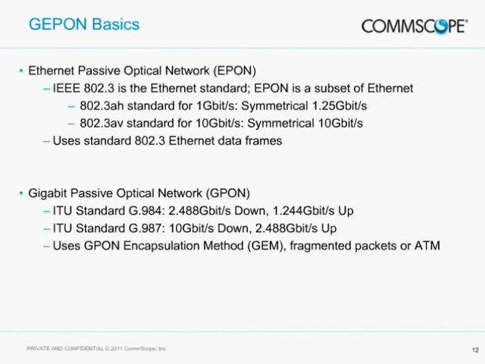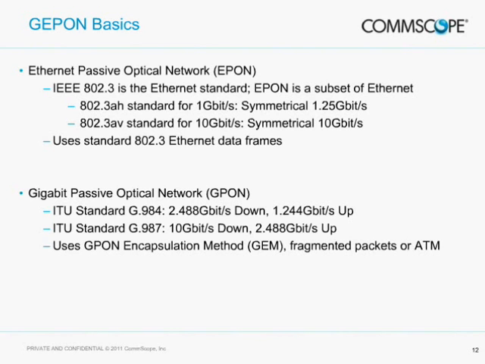And what we have is a symmetrical transport downstream of 1.25, and then we can also support 10 gigabit as well. What we're doing with GPON, or Gigabit Passive Optical Networking, we're under the ITU standard, and it's 1.24 up and 2.488 down. To point out that there's still the appliance bottleneck, it's still going to be gig Ethernet or 10 gig Ethernet. So the 2.488 was primarily for broadcast technologies downstream. That's why there's more capacity downstream.